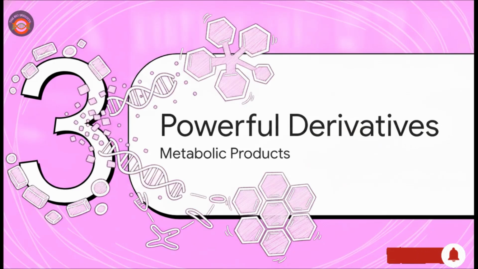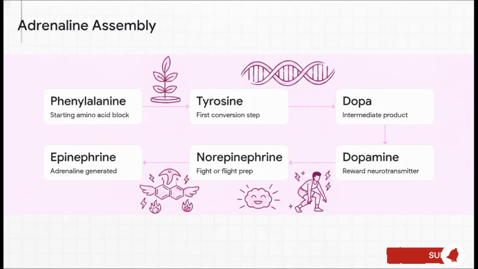Section 3. Powerful amino acid derivatives. Okay, let's shift the narrative a bit. We've met the bricks and we've categorized them, but what do they actually do? What do they assemble into once they enter your body's metabolic pathways? Because they definitely don't just sit there. They are transformed into incredibly powerful downstream products that we call derivatives. And this brilliantly illustrates that exact transformation.